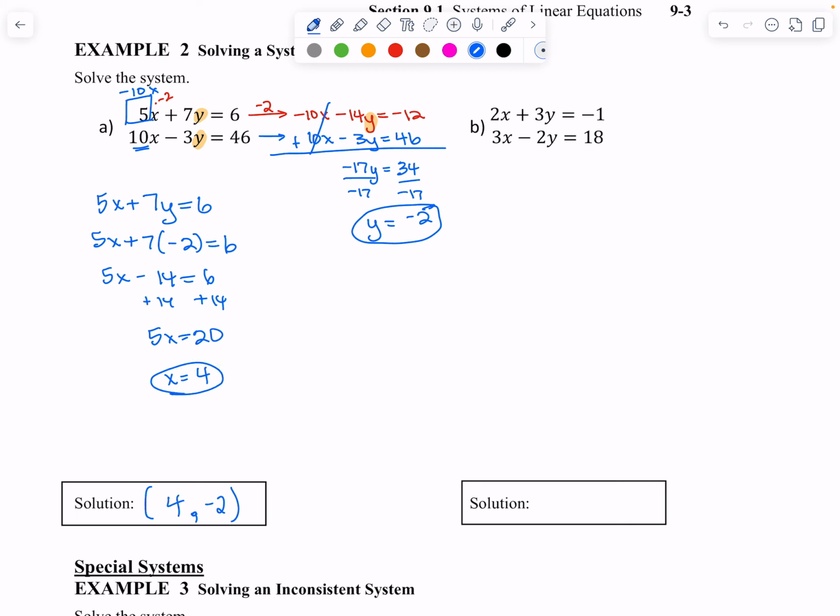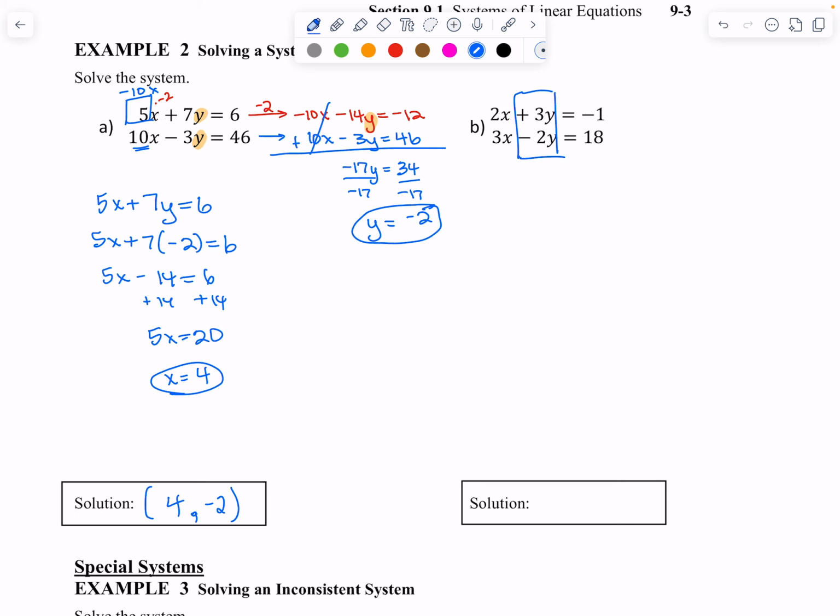So I've got my point, so I'm done. All right, let's talk about how I can solve for this one. If I wanted to, this time let's solve to cancel out my y's. I canceled out my x's. Let's do it to cancel out my y's.